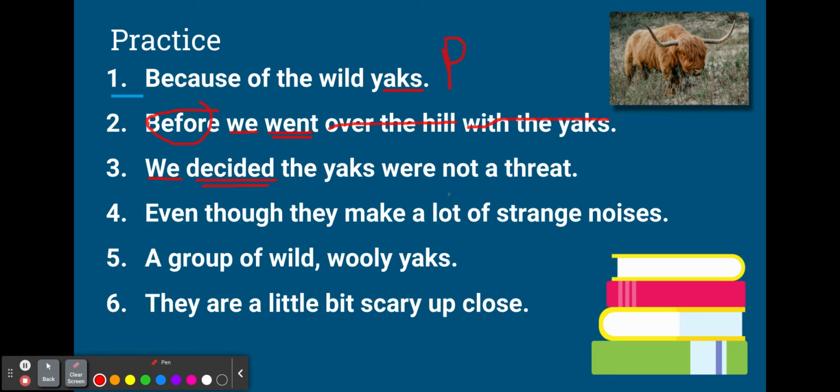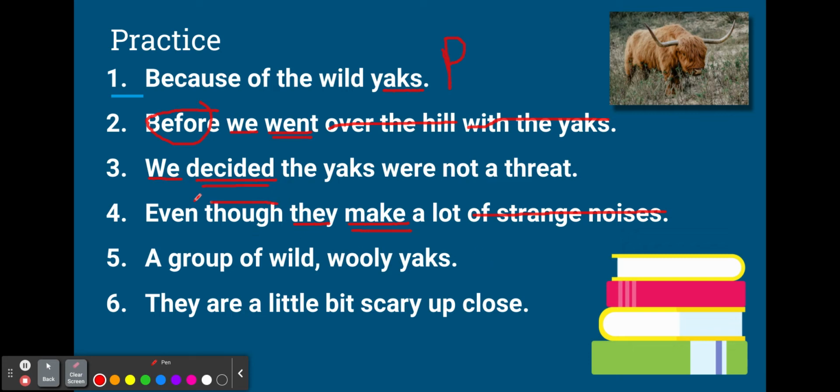Number 4 says, even though they make a lot of strange noises, well, we could get rid of this prepositional phrase to help us find our subject and verb, because we won't find our subject and verb inside a prepositional phrase. So let's see. It looks like they is a subject and make would be a verb. So we've got a subject and a verb. It must be a clause, but is it independent or dependent?